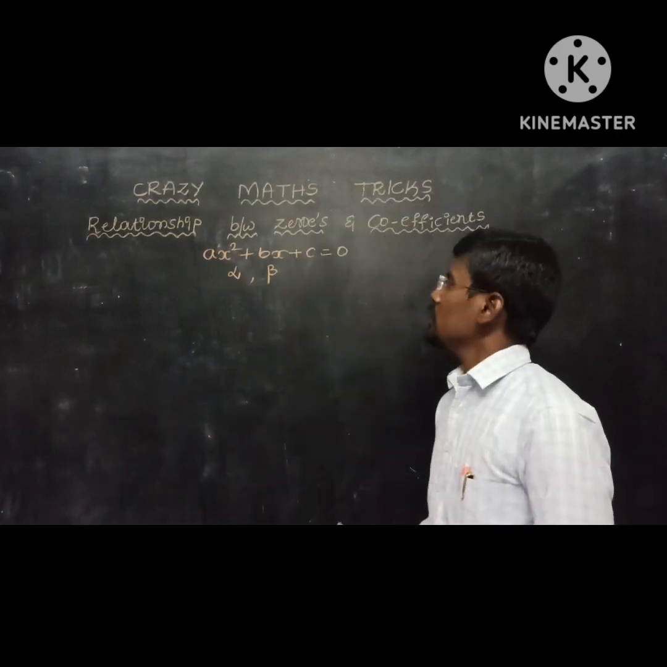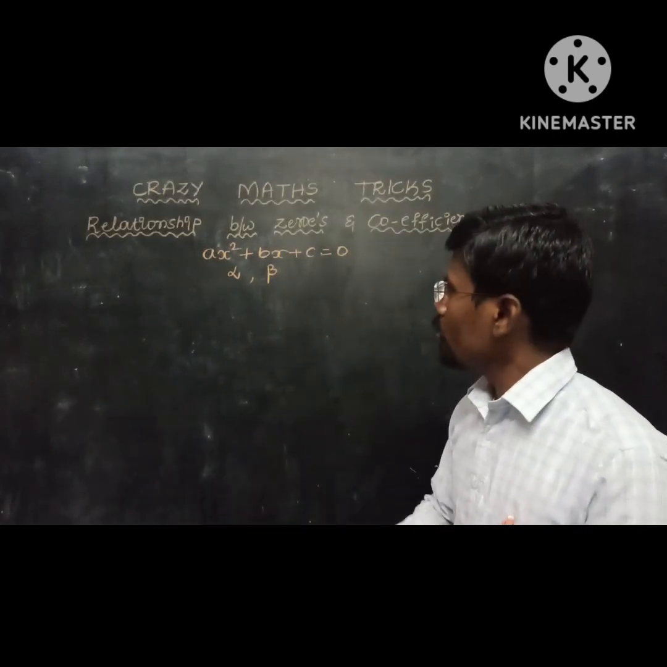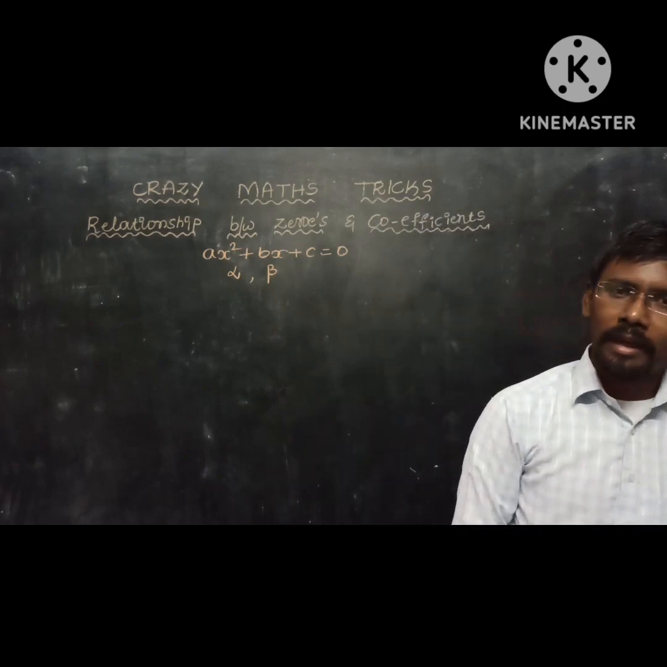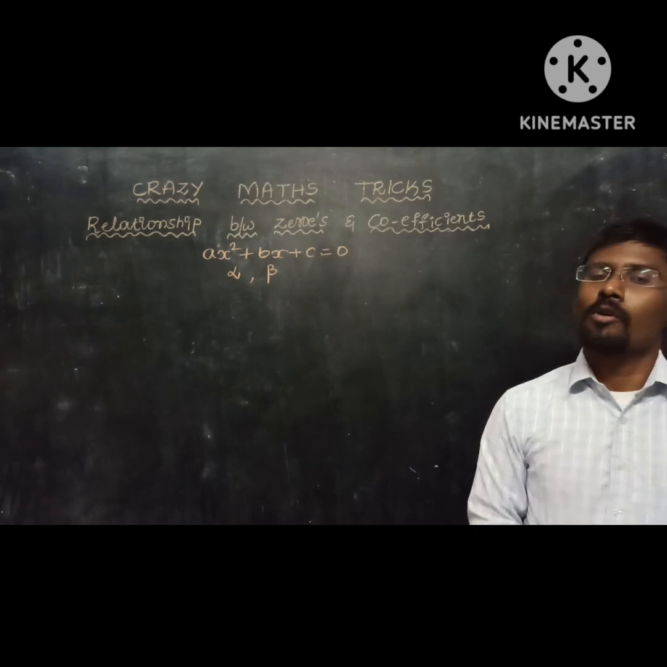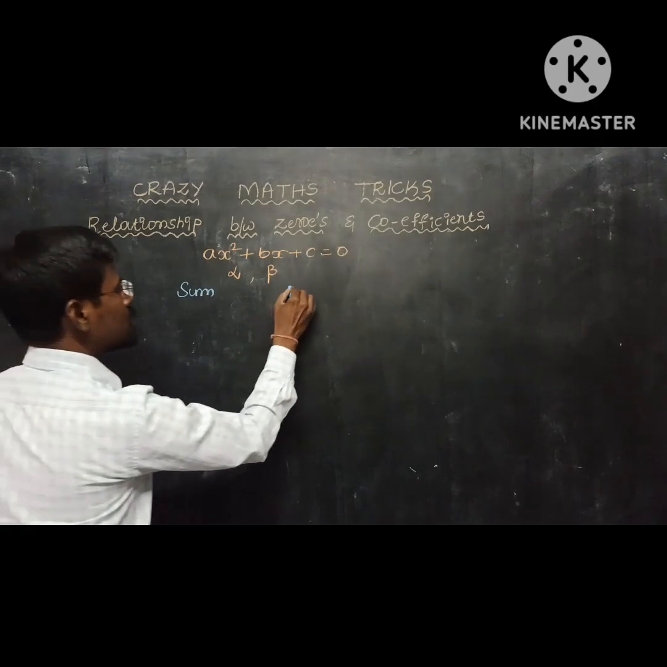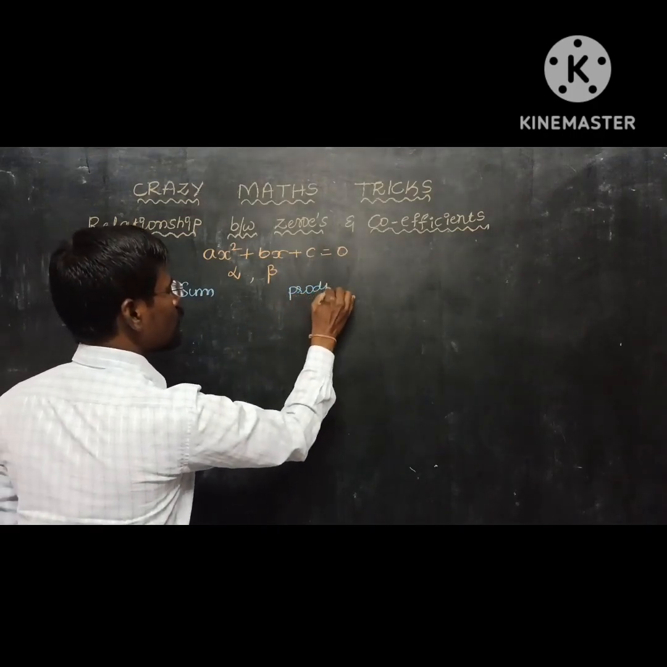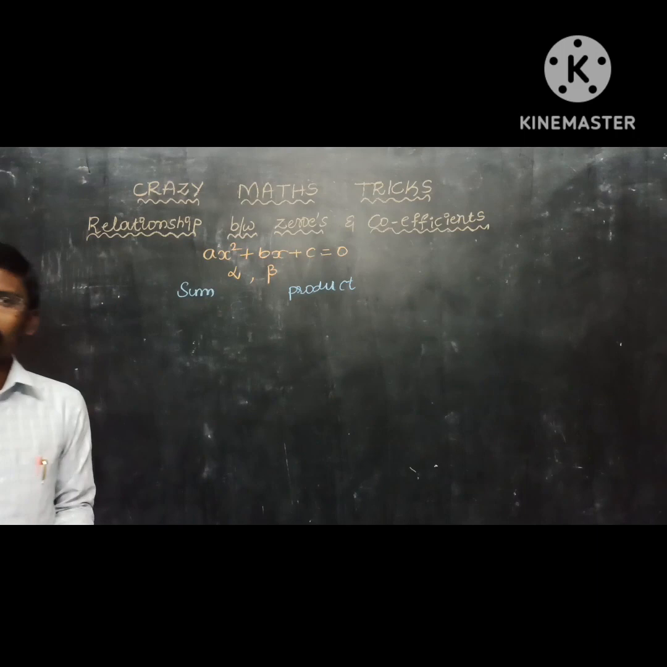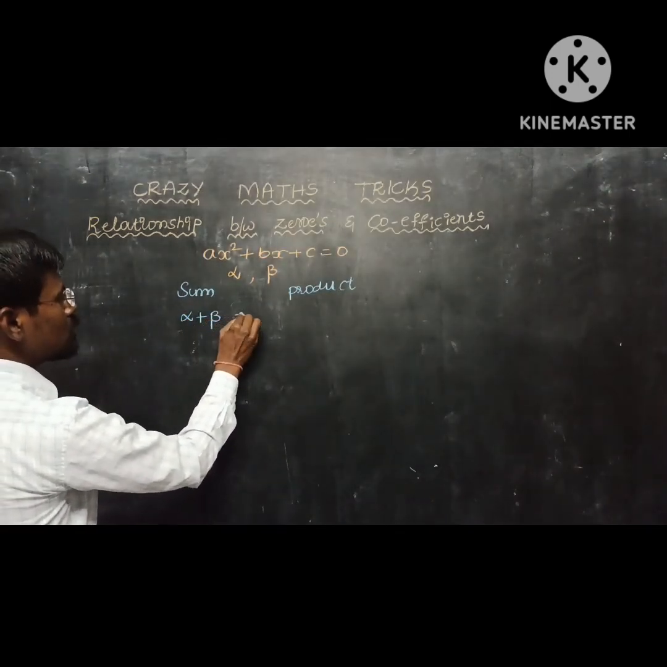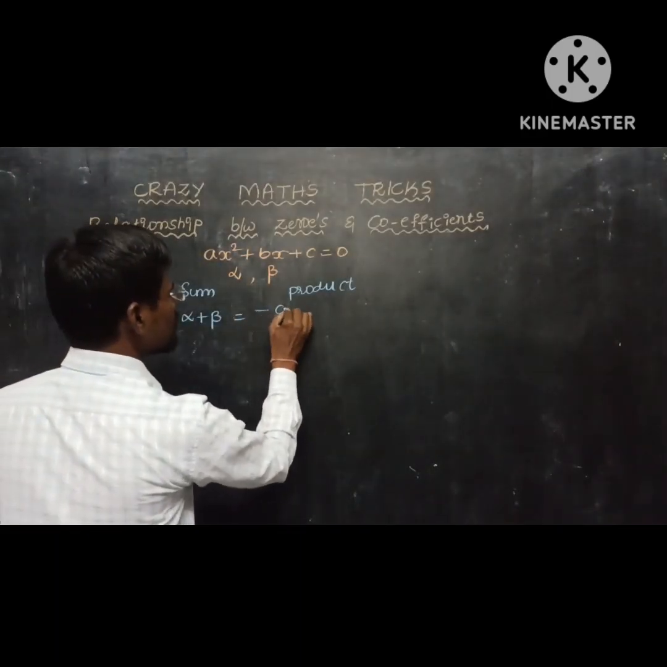Now here we have a second degree polynomial. For a second degree polynomial, we have two relationships: one is the sum relationship and the other is the product relationship. We have two relationships between zeros and coefficients. What is the relationship for the sum?